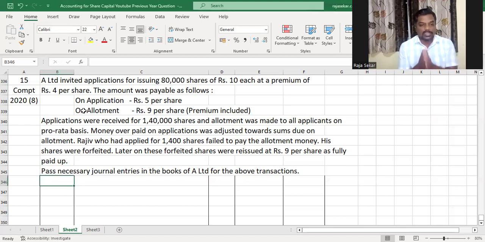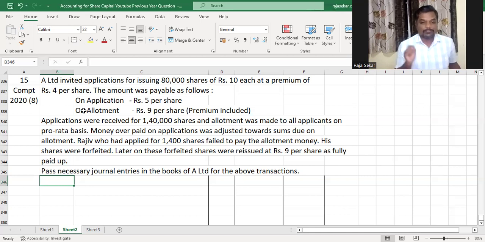So without further ado, let me read the question right away. A Limited invited applications for issuing 80,000 shares of rupees 10 each at a premium of rupees 4 per share. The amount was payable as follows. On application, rupees 5 per share. On allotment, rupees 9 per share, premium included. Applications were received for 1,40,000 shares and allotment was made to all the applicants on pro rata basis. Money overpaid on application was to be adjusted towards sums due on allotment. So whatever excess application money is there should be utilized for allotment.